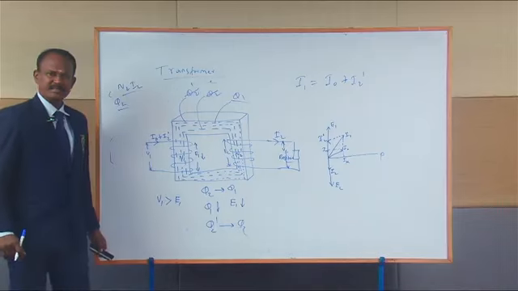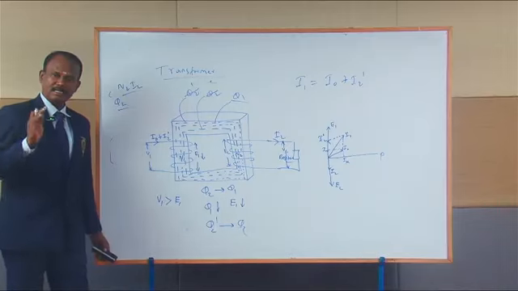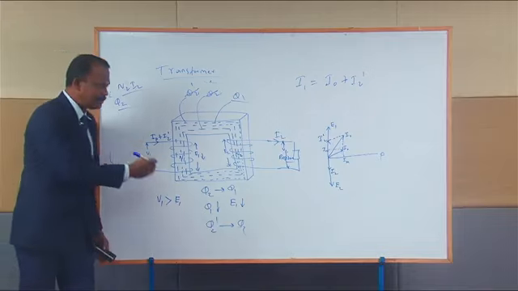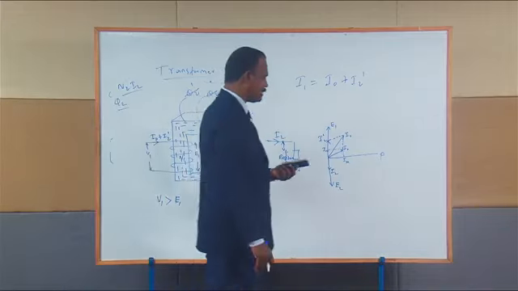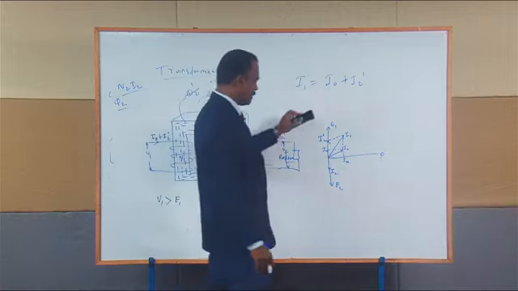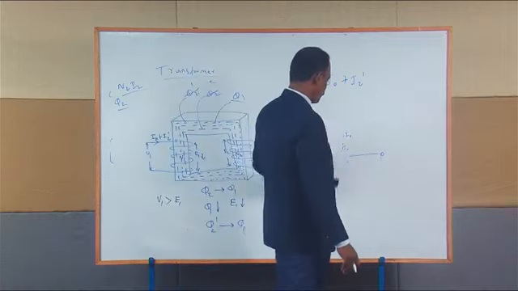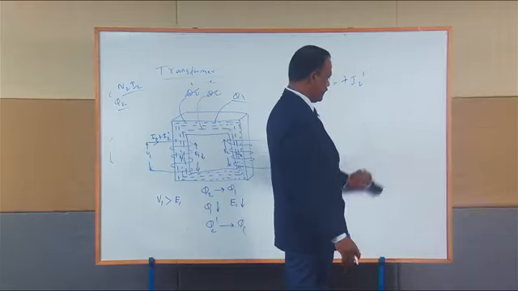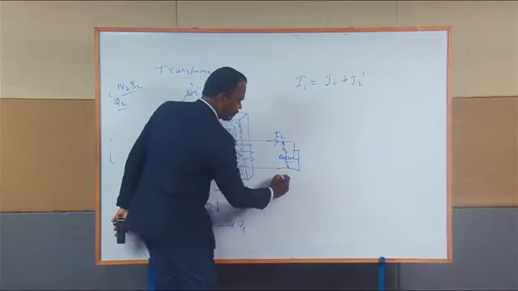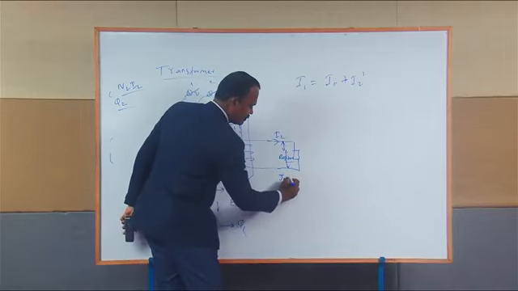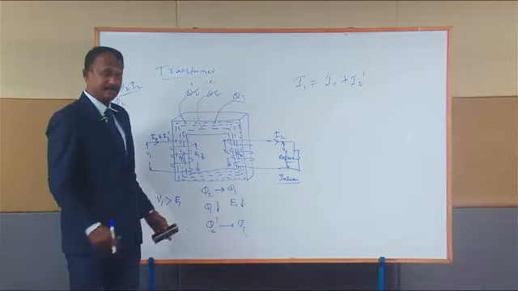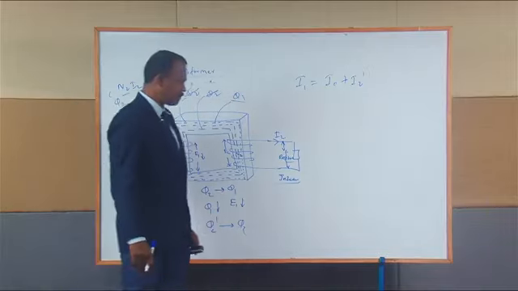This is the phasor diagram for an ideal transformer without considering any losses, and this is for the resistive load, where I'm connecting the resistance in the secondary of the transformer. Similarly, if you want to draw the same phasor diagram for the inductive load, we know that in an inductive load the current lags behind the voltage. How to draw this?